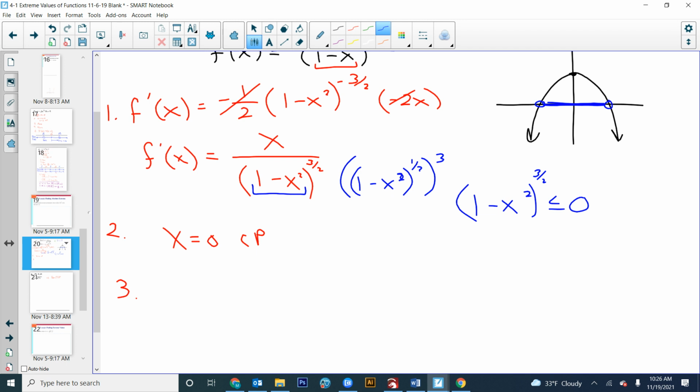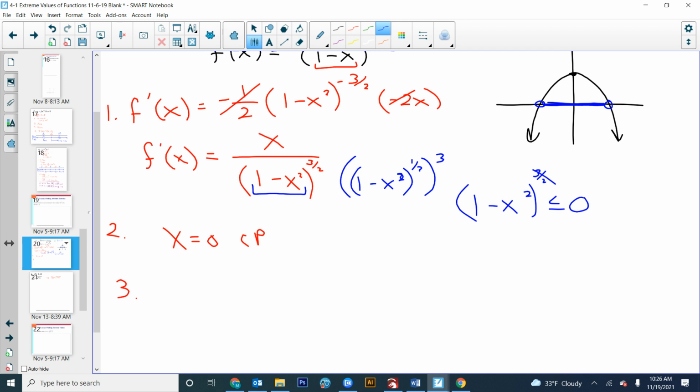What gets rid of a 3/2 power? Raising it to the 2/3 power, right? Power to a power you multiply. Reciprocals will make the exponent 1. 2/3 power will make this 1. So what happens when I raise the right side to the 2/3 power? Oh, it's just 0. So that's a shortcut. It's just one step less to get there.